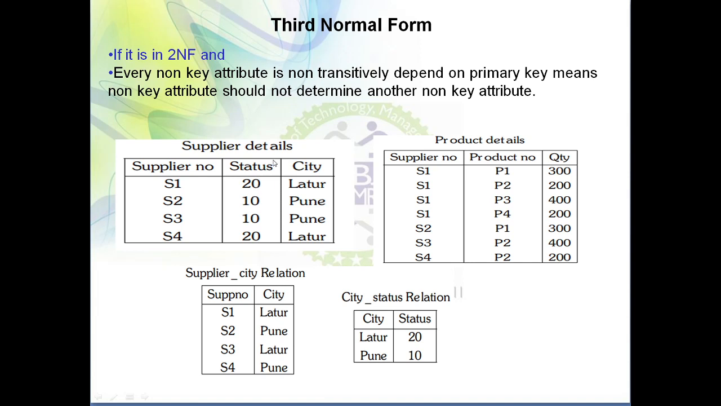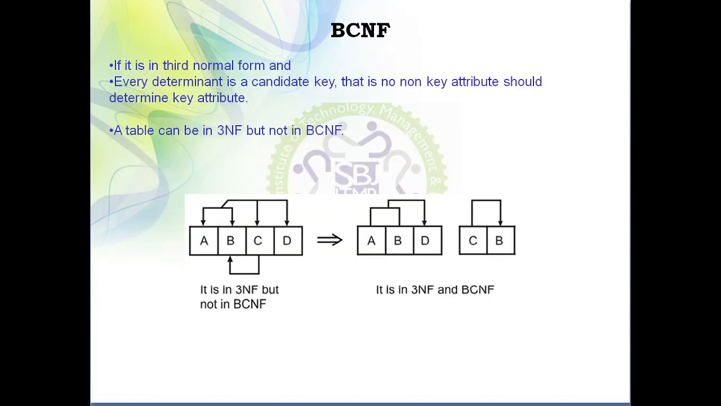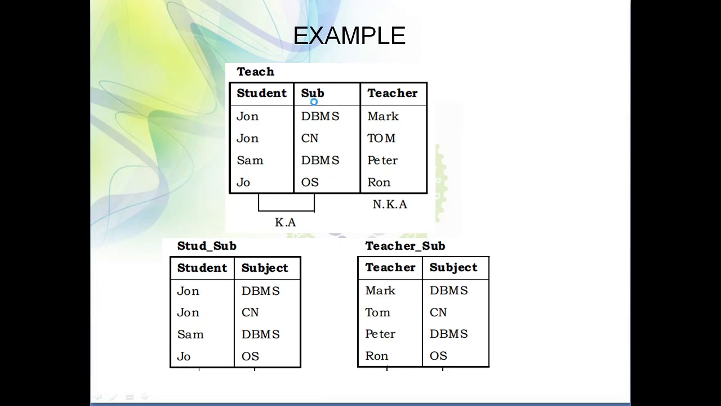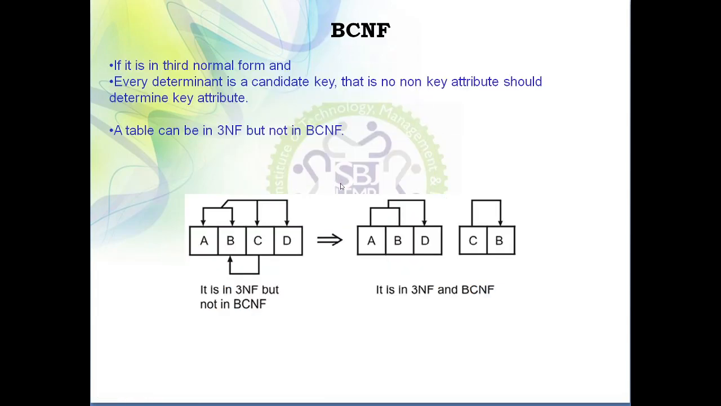So these are the conditions of a third normal form, and the product details table is already in the third normal form. So I hope you understand the concept of first normal form, second normal form and third normal form. Next we are going to discuss the concept of BCNF, that is Boyce-Codd normal form.